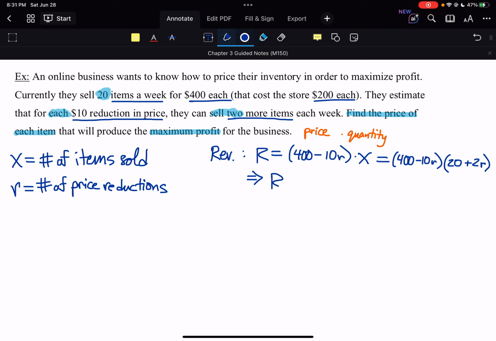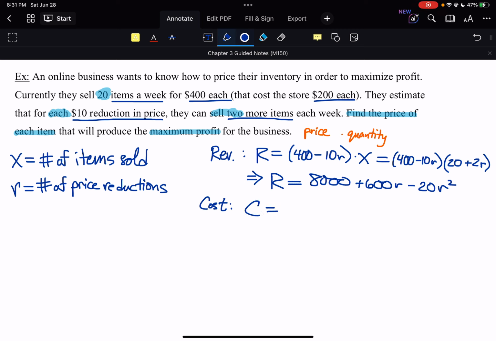So this is our revenue function. That's going to be 8,000 plus 800R minus 200R, so plus 600R minus 20R squared. That's our revenue formula.